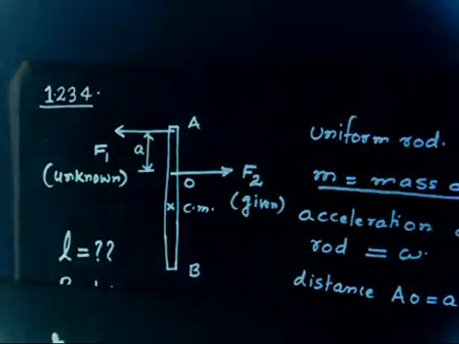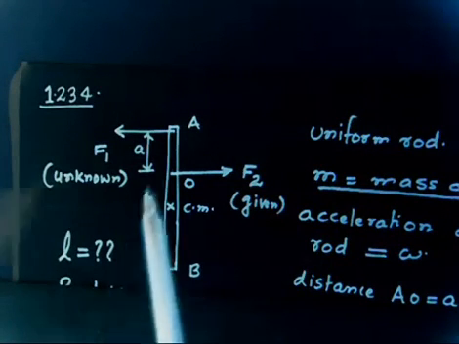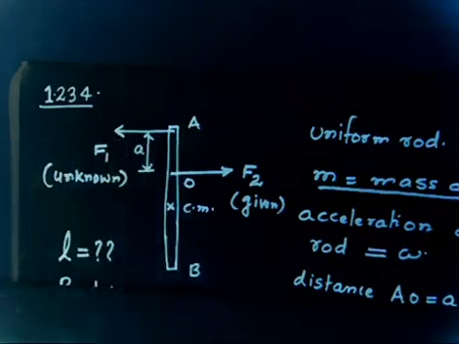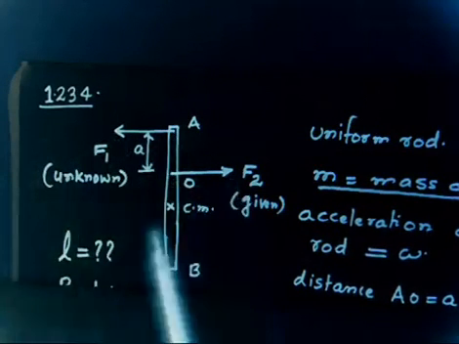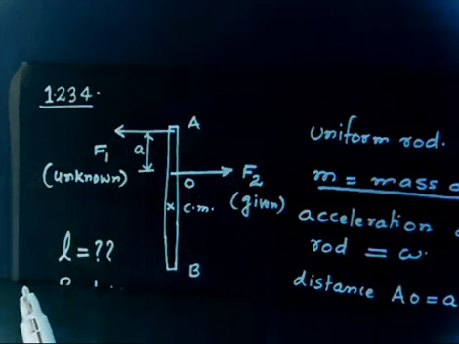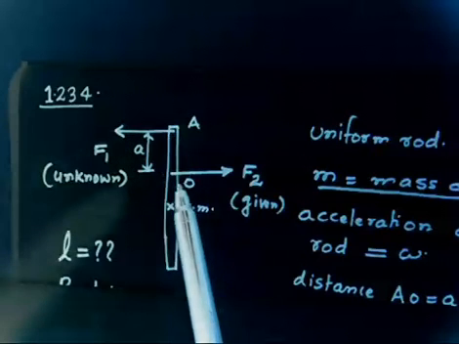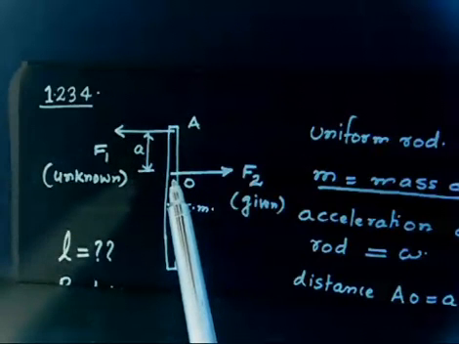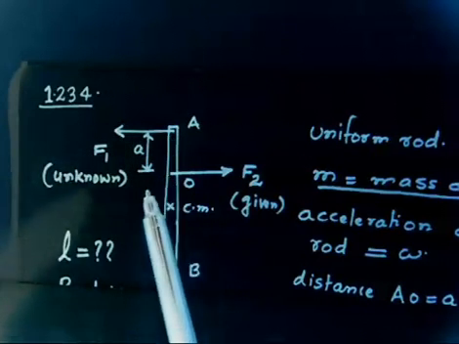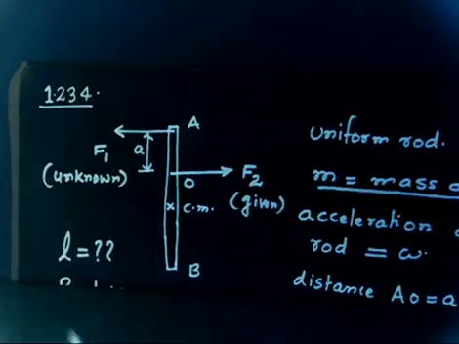To find the length of rod, Irodov is doing one experiment. He is applying a force F1 here and another force F2 here. These two forces are in opposite direction. One force is at one end, the next force is not at the end. The distance from here to here is A, that is given.